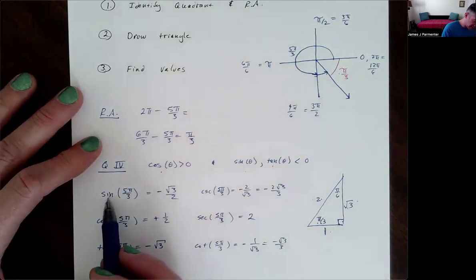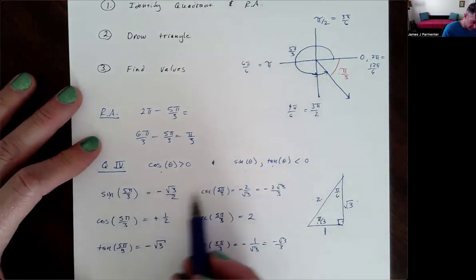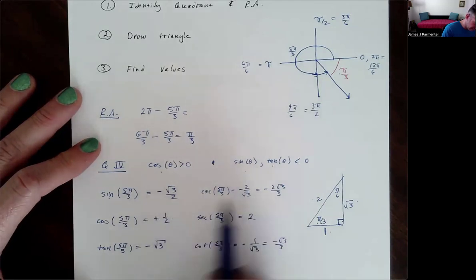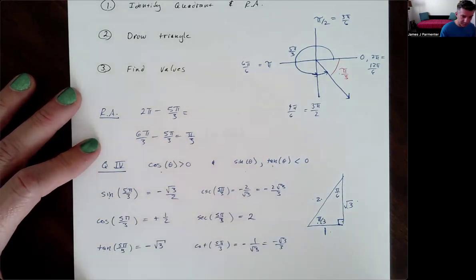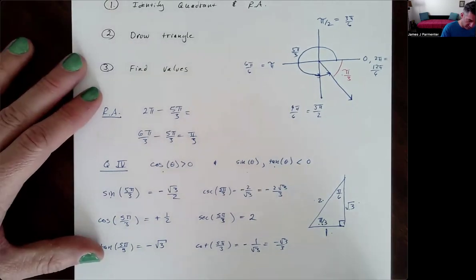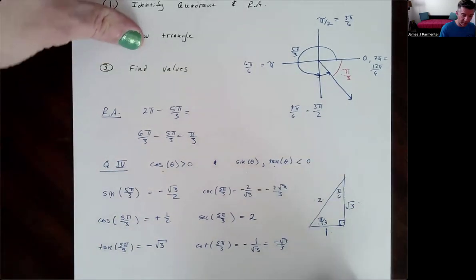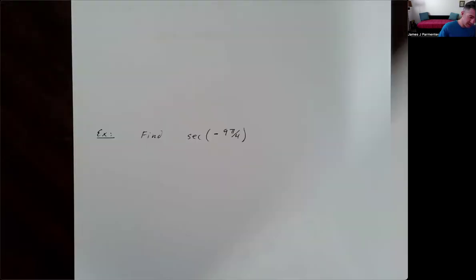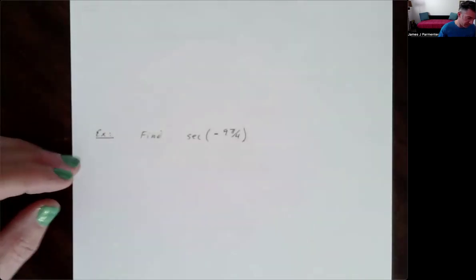So every trig function and its reciprocal will always have the same sign: negative, negative, positive, positive, negative, negative. And then we find the values by just using the special triangle with the correct reference angle. Let's do a couple more and then we will move on.